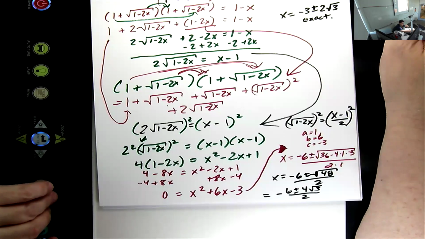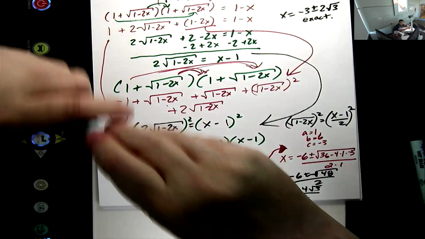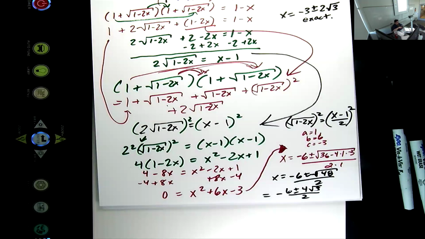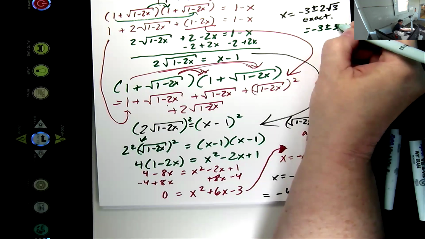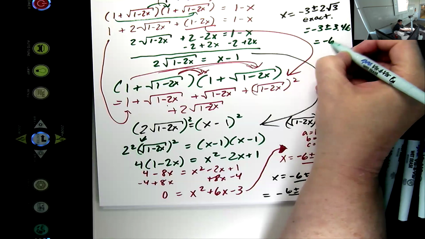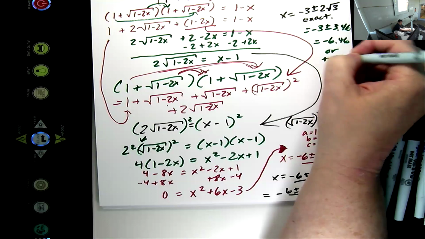Now, we gotta check our work because we had square roots. To check our work, it might be easier to use the decimal. So 2 times the square root of 3 is about 3.46. So this is -3 plus or minus 3.46. Which gives us -6.46 or a positive 0.46.